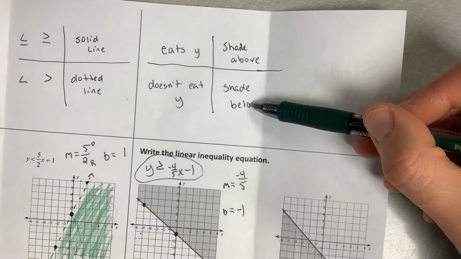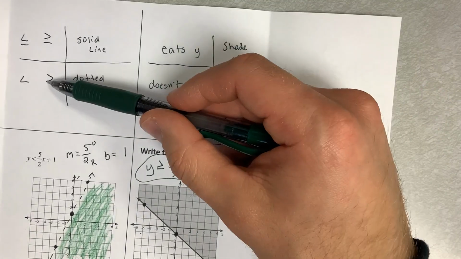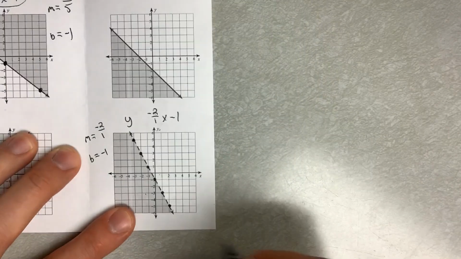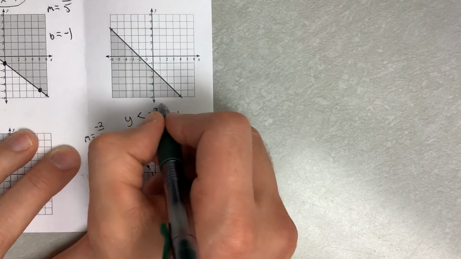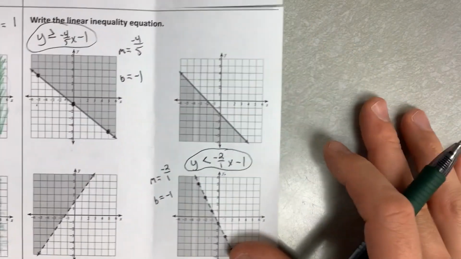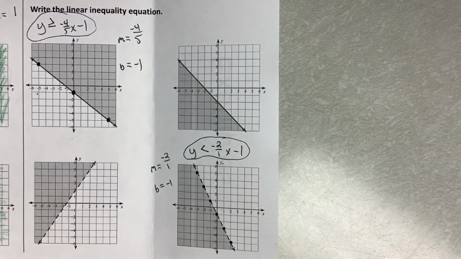So shaded below doesn't eat my y. Dotted line, no equal to. Okay, so I got to draw an inequality sign that doesn't eat my y, and I'm not going to give it the equal to. We are done. That's it, guys. Don't overcomplicate this. It's really not that bad. So right now, I want you guys to try these 2 on your own.